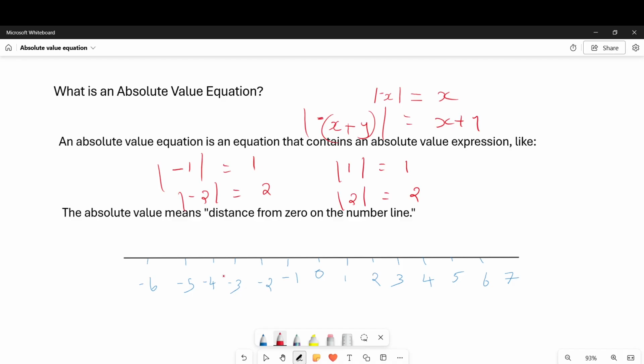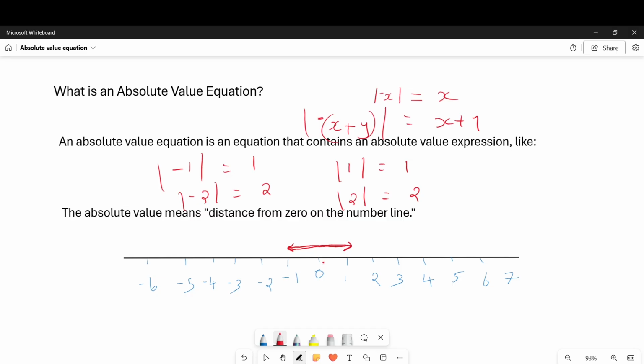Let's see this number line here. We have first a minus 1. Minus 1 is here. So what's the distance between 0 and minus 1? How much distance do we travel from 0 to minus 1? This is the distance we travel. Okay, what about the 1 here? What's the distance we travel from 0 to 1? Both are the same, right? This distance and this distance are equal.